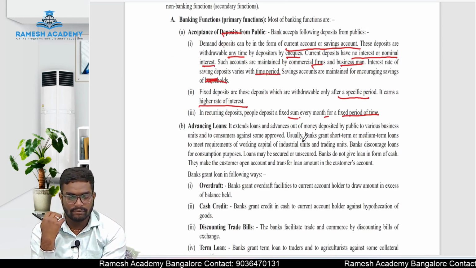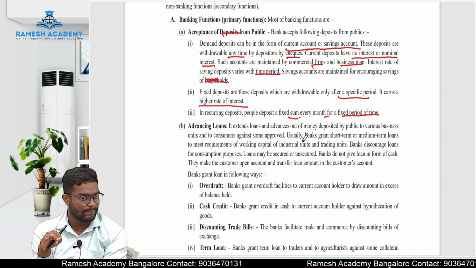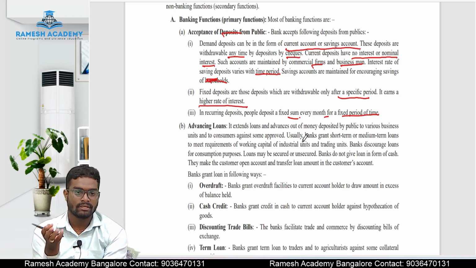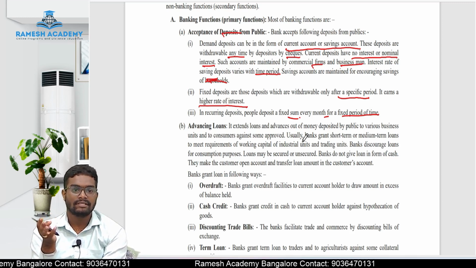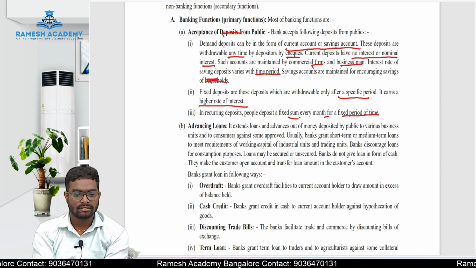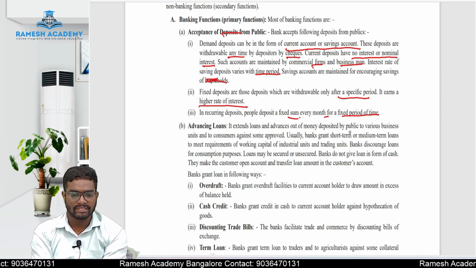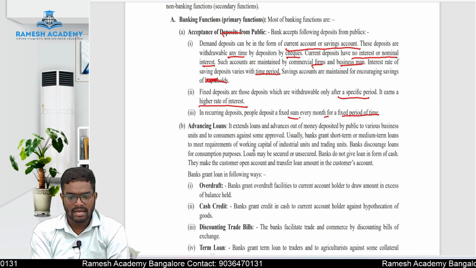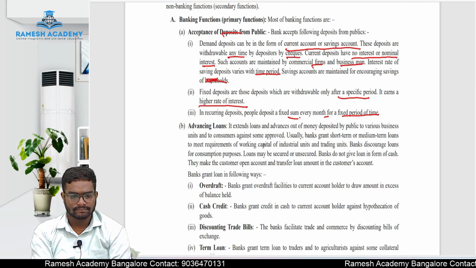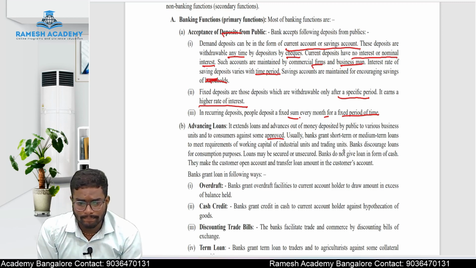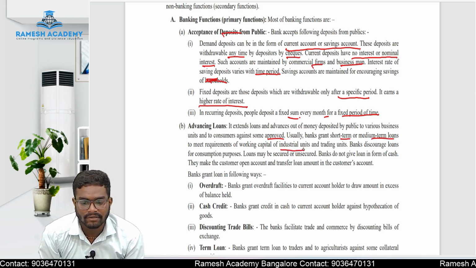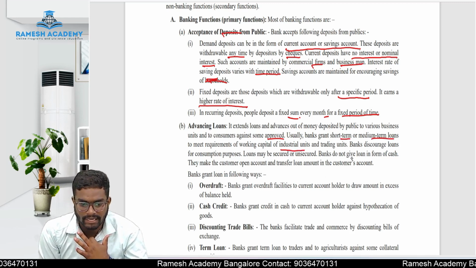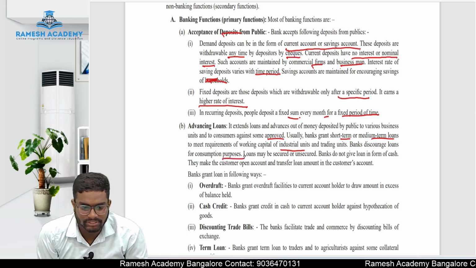Once the bank accepts the deposit, it can't keep it idle, because it will be a loss. Now it will give it to customers in the form of loans: OD, cash credit, discounting trade bills, term loans, housing loans, car loans, etc. It extends loans and advances out of the money deposited by the public to various business units and to consumers against the sum approved. Usually banks grant short-term and medium-term loans to meet the working capital requirements of industrial units and trading units. Banks discourage loans for consumption purposes.